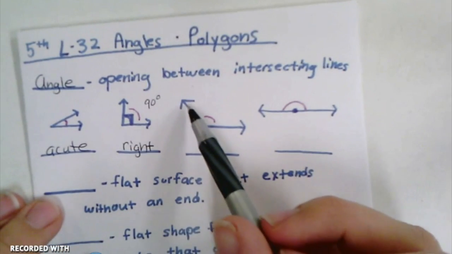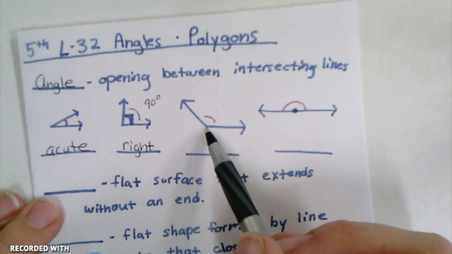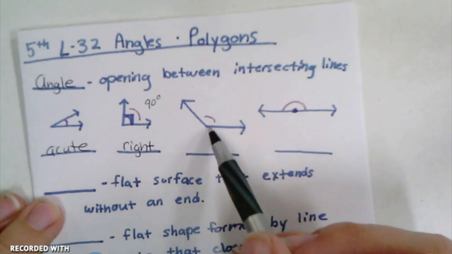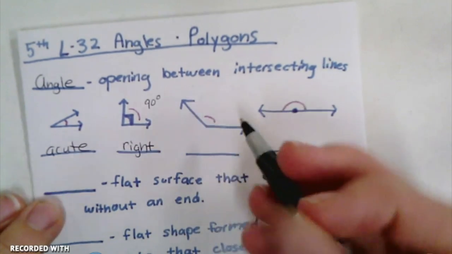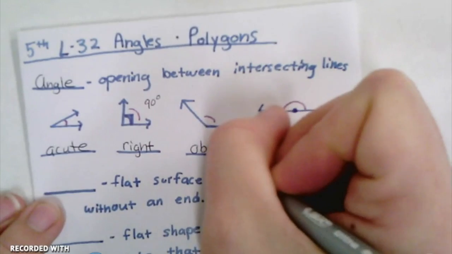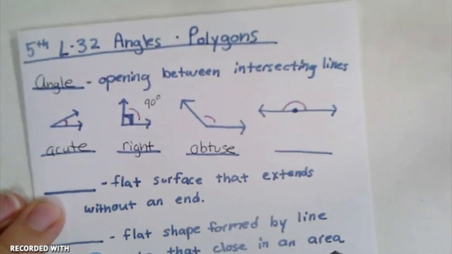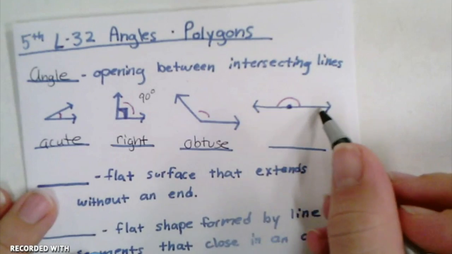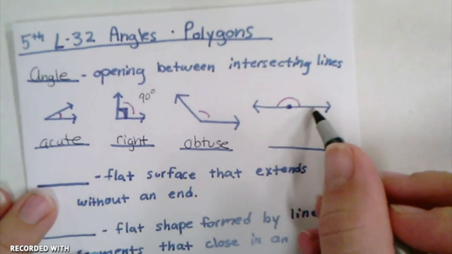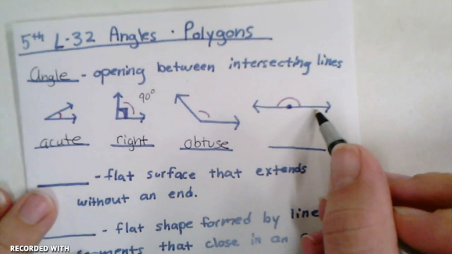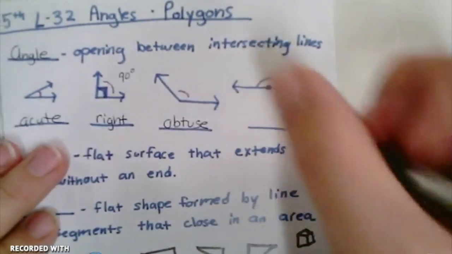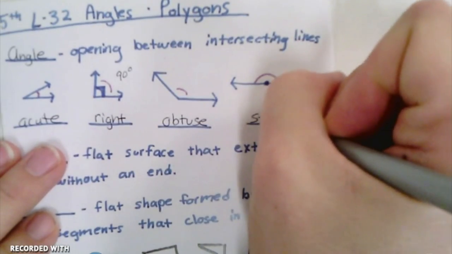When the angle is bigger than 90 degrees, so like 120 degrees, or it looks like it goes past where it would be straight up and down, we call that an obtuse angle. And when the angle goes straight across, when it looks like a straight line, like a clock pointing to 6 o'clock, that is called a straight angle.